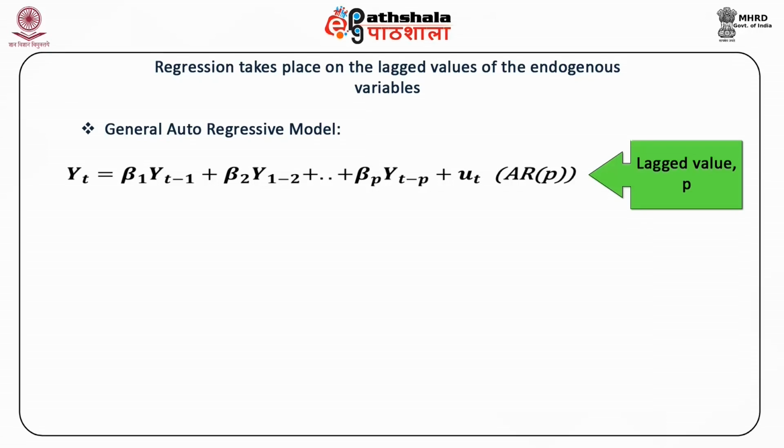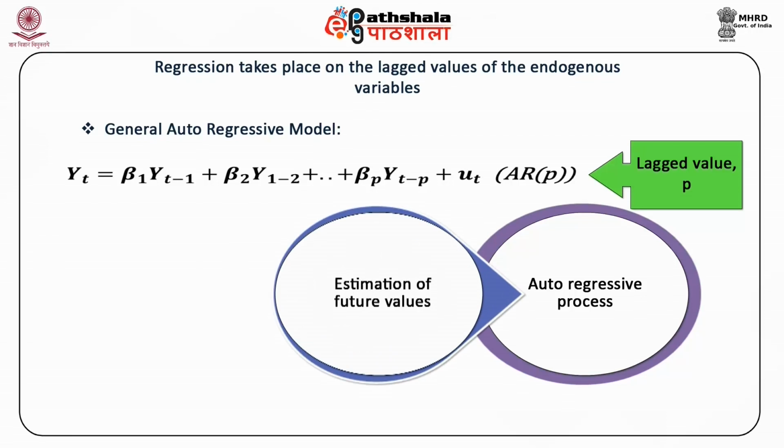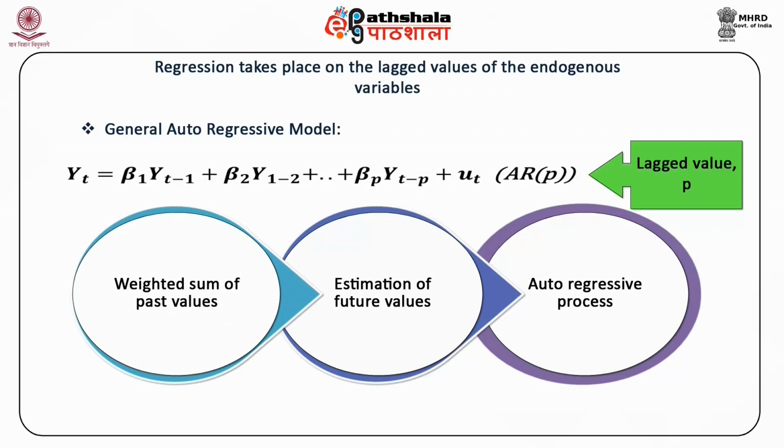In general, we define autoregressive processes as the stochastic processes used to estimate the future values using the weighted sum of the past values. Thus, this process assumes that the past values have an effect on the present values.